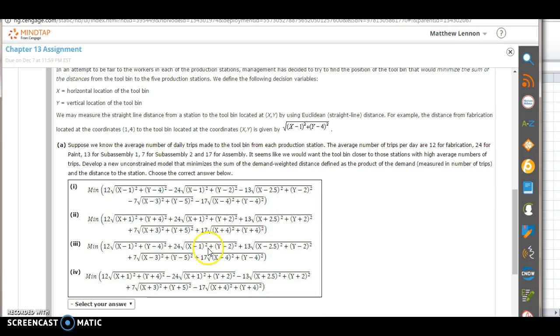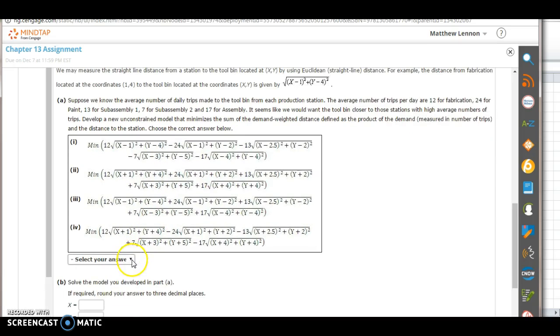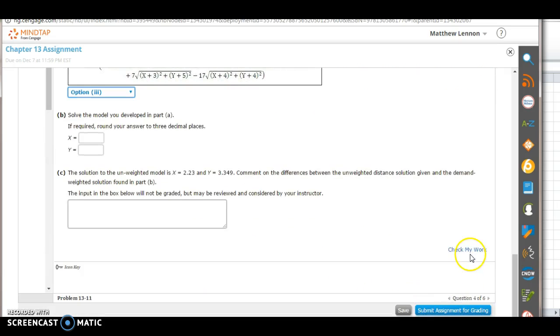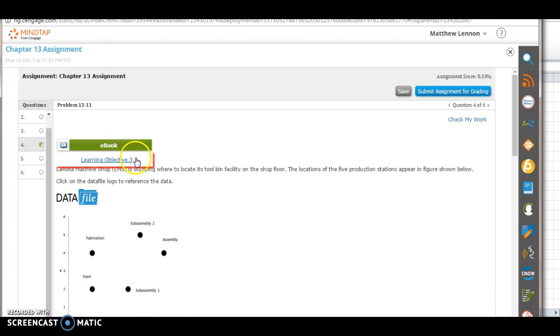So immediately looking at the options, we can throw out options 4 and 2 because they have pluses in the middle. So now it comes down to choosing between 1 and 3, and we want to actually add all the weight factors and minimize those. Because you have some subtractions in 1, we can see that that's not the correct answer. So I can check the work just to show you that that one's right.